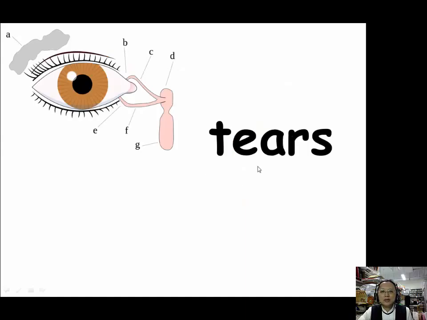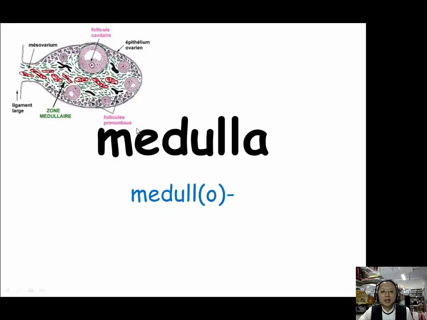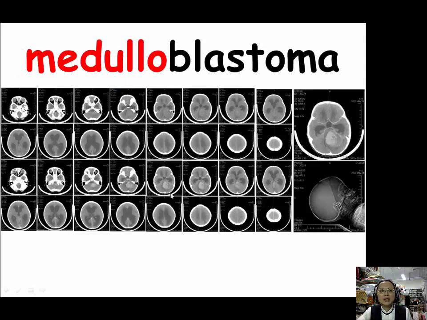Let's review what we've done. For tears, we have 2 prefixes, dacryo, D-A-C-R-Y-O, and lacrimo, L-A-C-R-I-M-O. For medulla, which is the center part of the gland, we use this prefix, medullo, M-E-D-U-L-L-O. Our example for medullo is medulloblastoma.